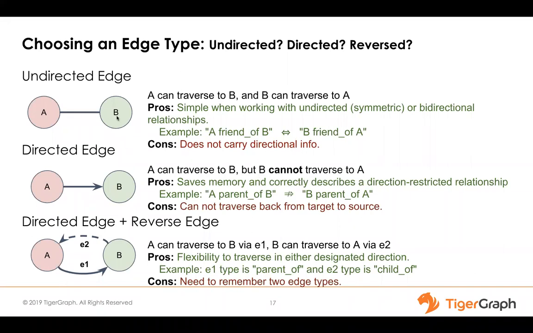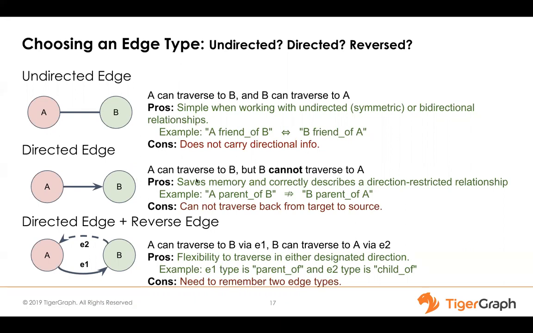For undirected edge, the advantage is it is very simple to work with undirected or bidirectional relationships, like A is a friend of B. It's something like a Facebook friend, right? There's no direction. So A is a friend of B or B is a friend of A. It's recommended to use an undirected edge in this case. But the problem is it does not carry any directional info, and it will limit your traversal capability in certain scenarios. And we will talk about that in later slides.